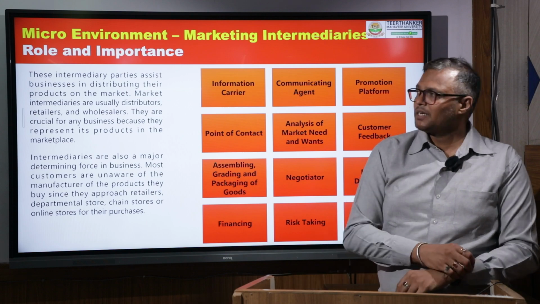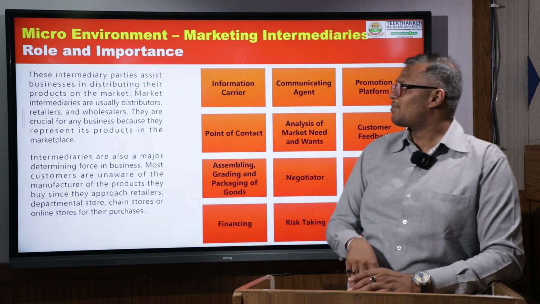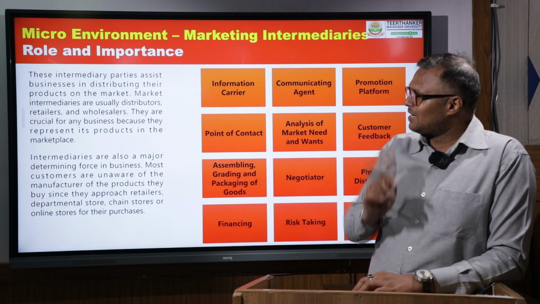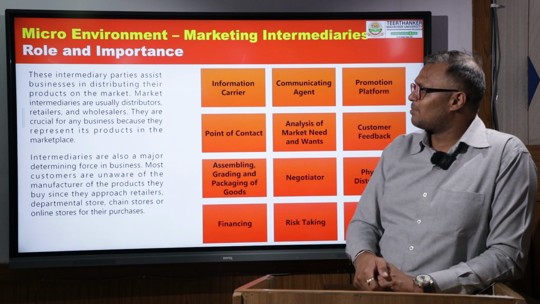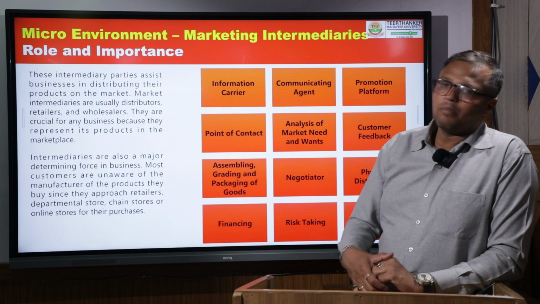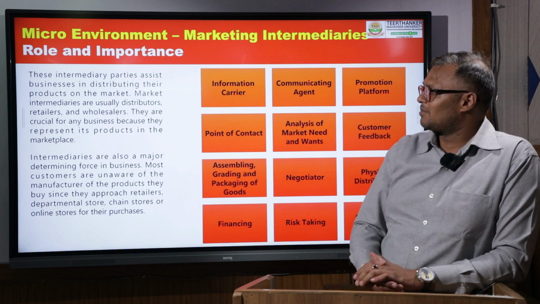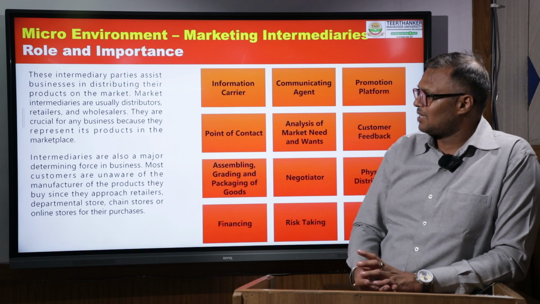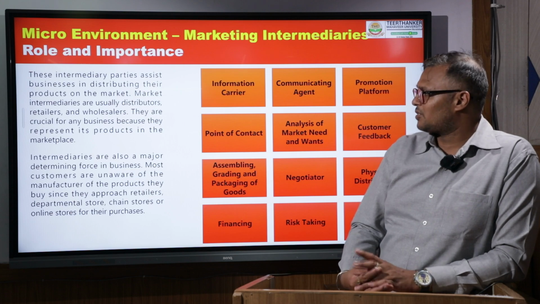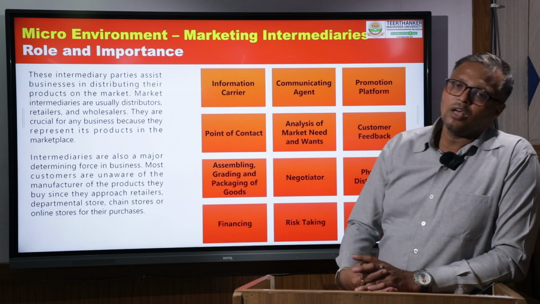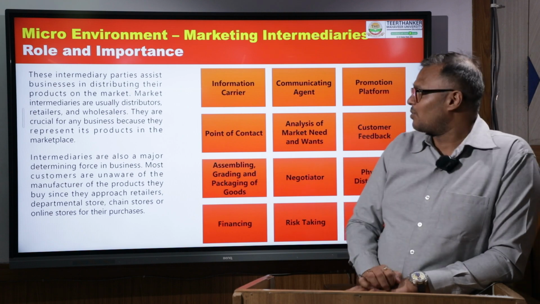Now, marketing intermediaries are those parties which assist the business in distributing its products in the market. Marketing intermediaries are usually distributors, retailers, and wholesalers, and they are very crucial for the business because they represent the product in the marketplace. They are also major in determining forces in the organization because many customers are unaware of the manufacturer of the products, and they approach various channel partners, whether retailers, stores, chain stores, or online stores, for their purchase of the products. Thus, marketing intermediaries play a very important role.